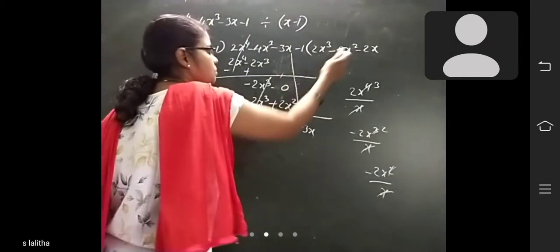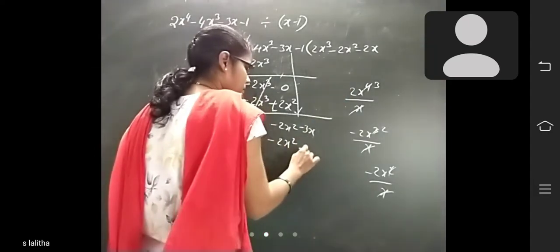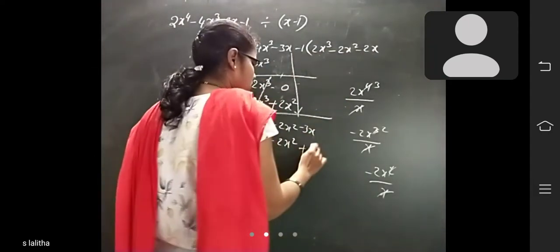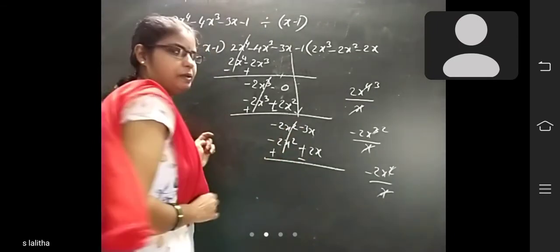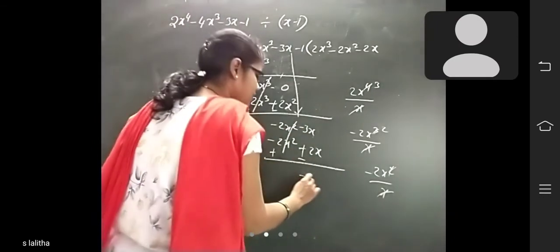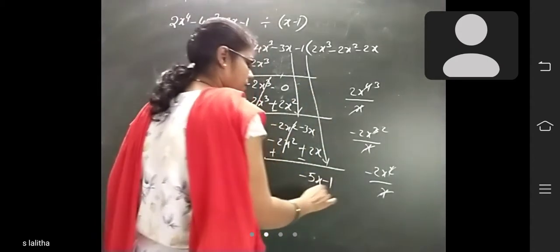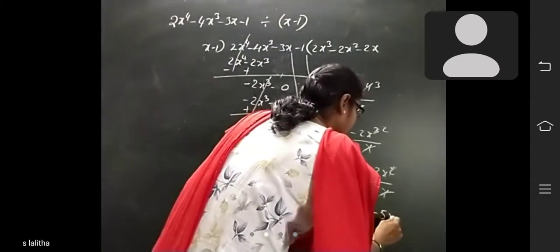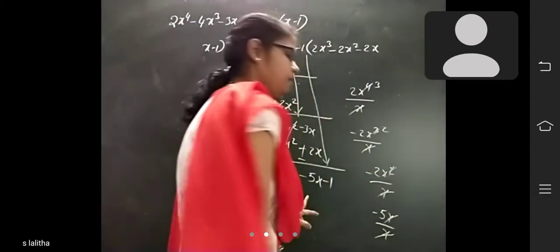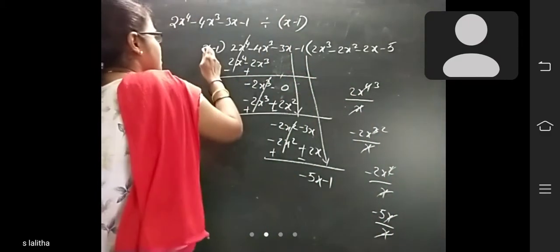Now multiply x into minus 2x, minus 2x square. Minus of minus, plus 1 into 2x, 2x. So plus minus, these 2 will be cancelled. Minus 3x minus 2x, how much? Minus 5x. Bring down minus 1. Now take the first term, minus 5x by x. x will be cancelled. So minus 5. Write as a quotient, minus 5.